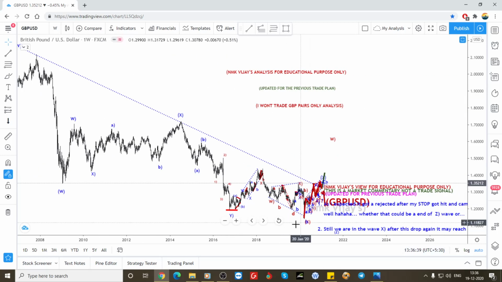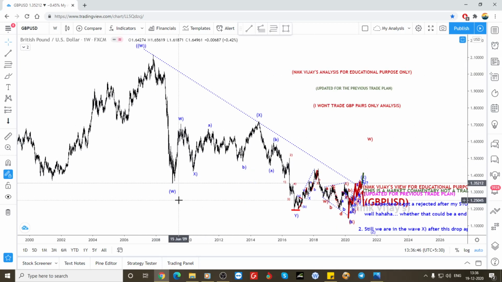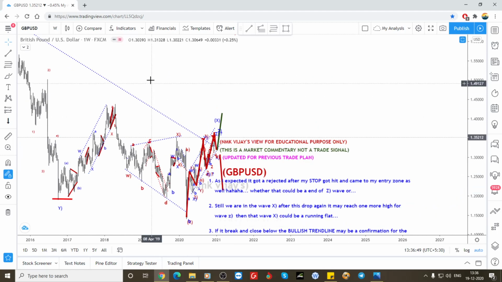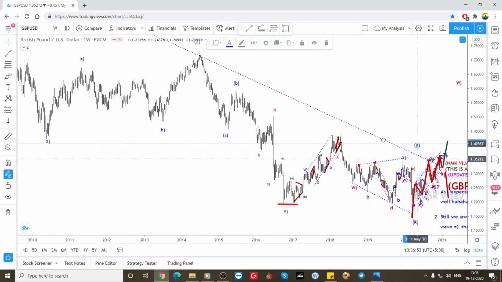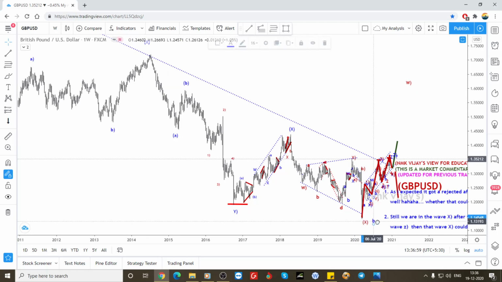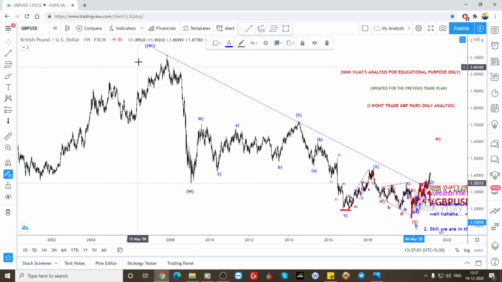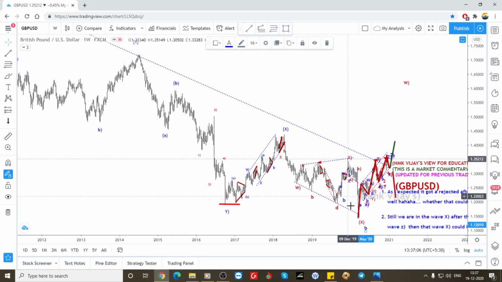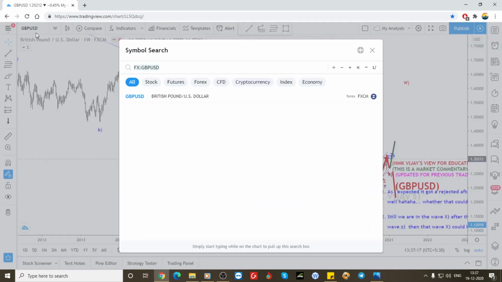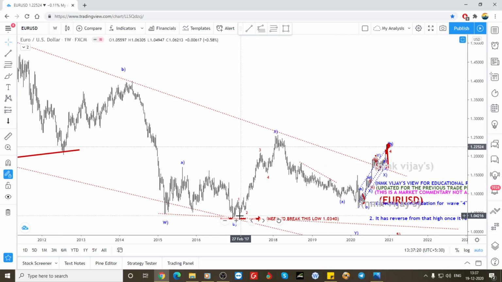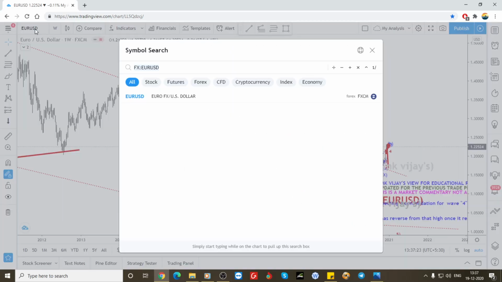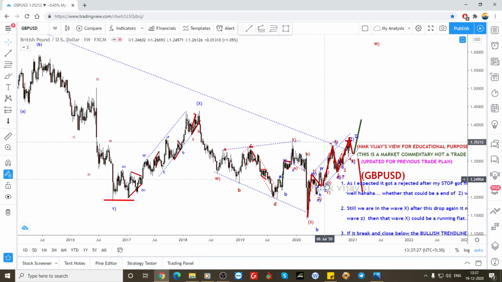And the positional view, what I said is here, this is A, B, 1, 2, 3, 4, 5, it's completed. So as of now, this is W, X, A, B, C, Y, and I said if this X is completed here, A, B, and C is Z, it is already over here. So this W and this X are already completed, and it already broke the previous low also. But in Euro USD, it didn't break this low. It is still valid here. So in GBP USD, it's already dead, but in Euro USD, it has not yet broken that low.